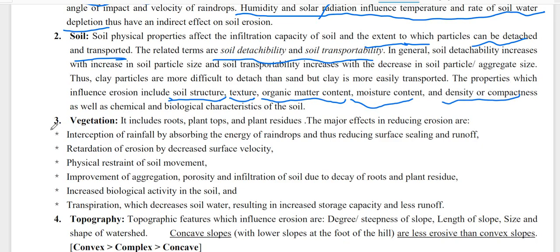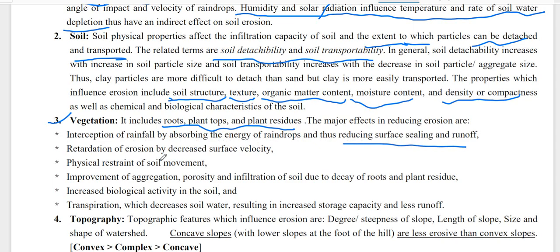Now see the vegetation. Vegetation here does not mean something else; it is only about roots, plant tops, and plant residues. The major effects in reducing soil erosion are, first, interception of the rainfall by absorbing the energy of the raindrop, and thus reducing the surface sealing and the runoff.